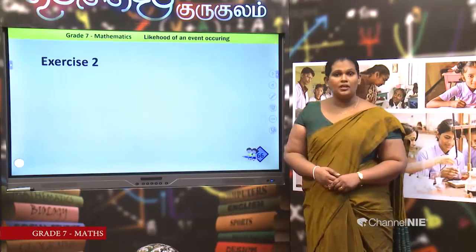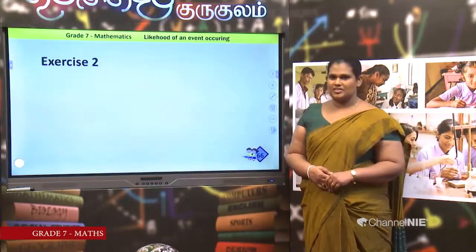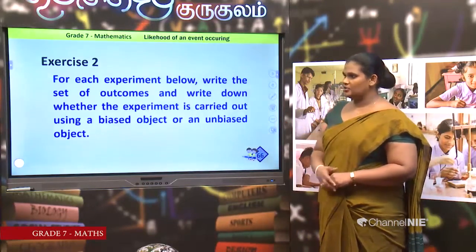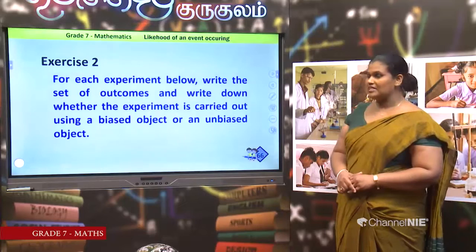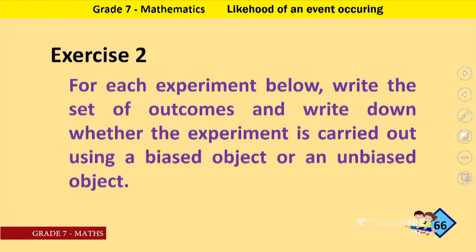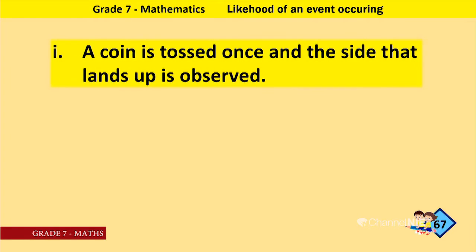Right. We will quickly move on to some exercises. First one, we will read the exercise first. For each experiment below, write the set of outcomes and write down whether the experiment is carried out using a biased object or an unbiased object. The first one is a coin is tossed once and the side that lands up is observed.